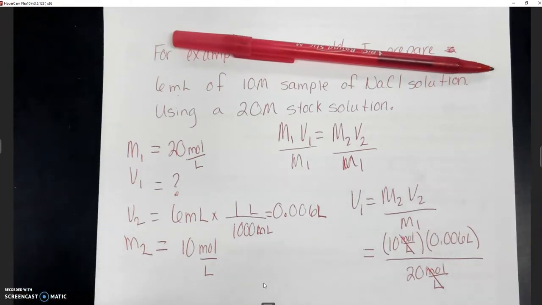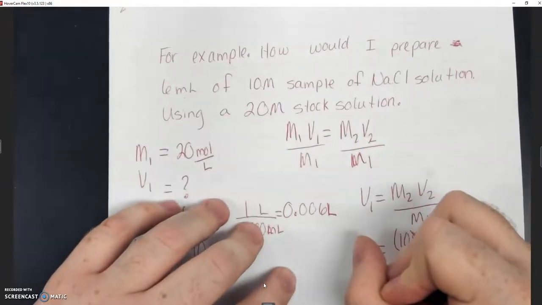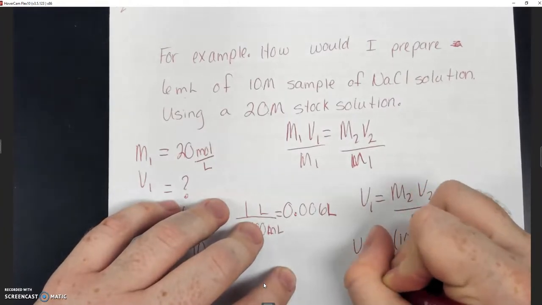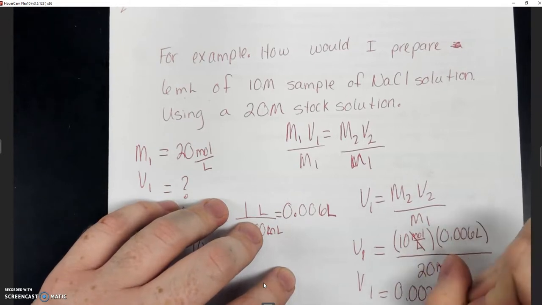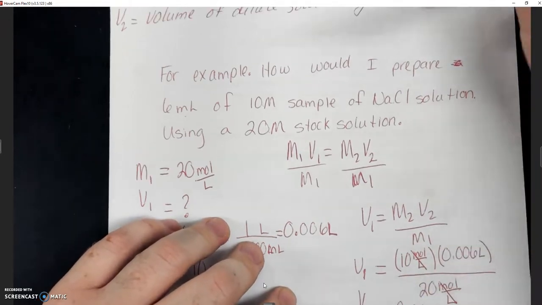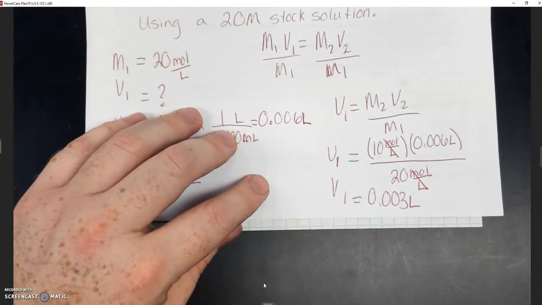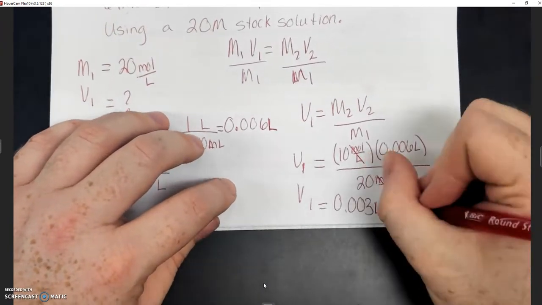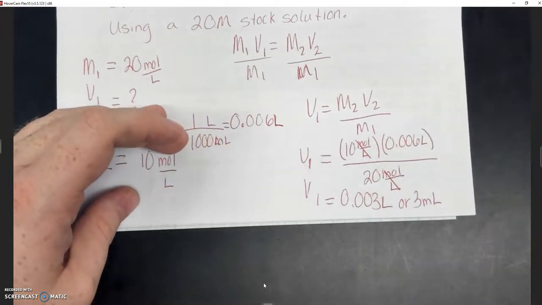I'm going to do 10 times 0.006 divided by 20. That means I'm going to need 0.003 liters of the stock solution, okay? I'm going to need 0.003 liters of the stock solution, or 3 milliliters of the stock solution.